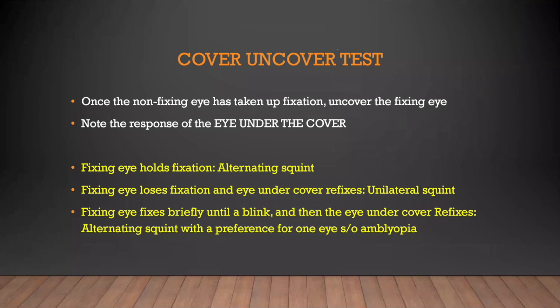If the fixing eye fixes briefly until a blink and then moves back to fixing with the right eye, it means it is an alternating squint with dominance of the right eye. So what that means is, say I covered the right eye and the left eye took up fixation, but very, very briefly, just for a second. And the minute the patient blinked, again the right eye took up fixation, then it is alternating because at least for some time, the other eye took up fixation.